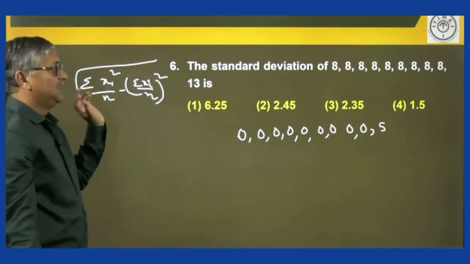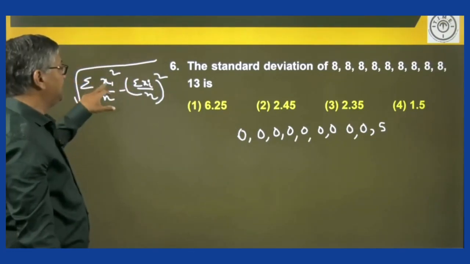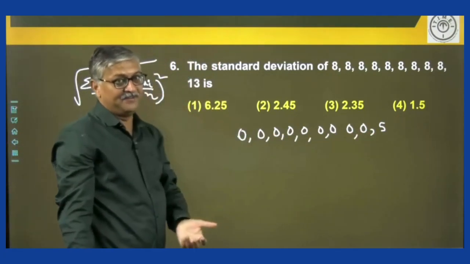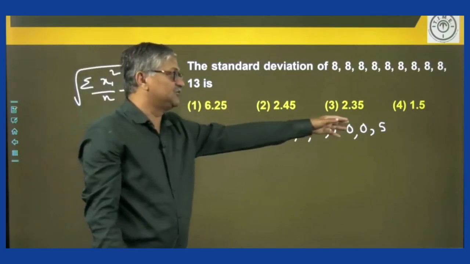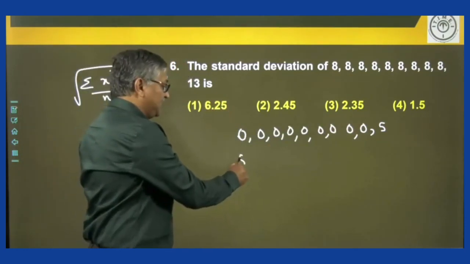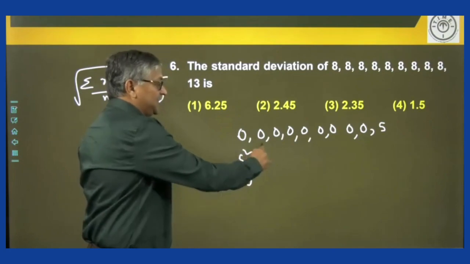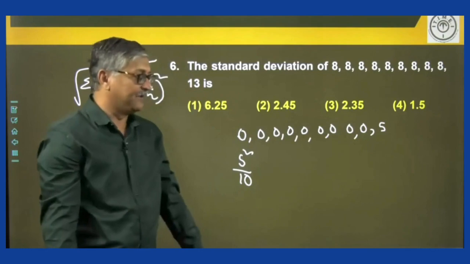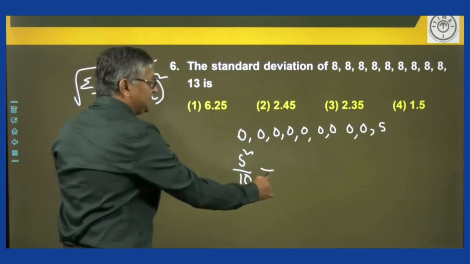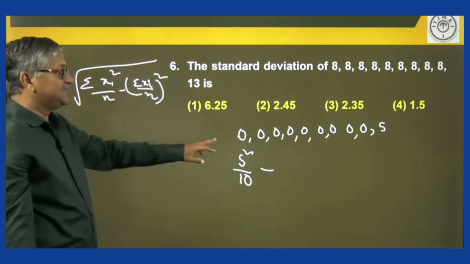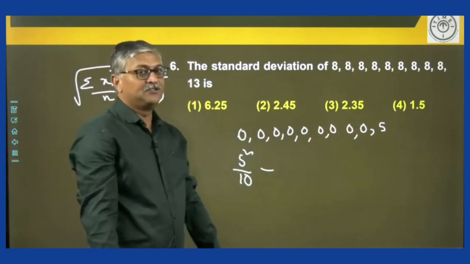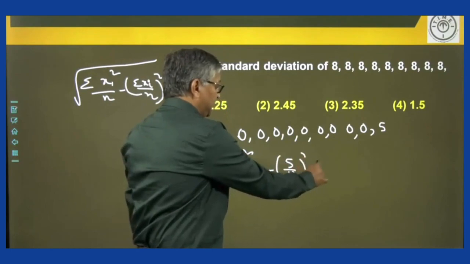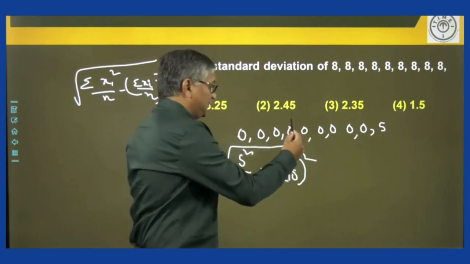We substitute in this formula. Sigma xi square means every observation is squared and added. So 0 square is 0, 0 square is 0, and so on, till 5 square. So 5 square by 10. Total how many observations are there? 3 plus 3 is 6, plus 3 is 9, plus 1 is 10. Minus sigma xi by n. Sigma xi means we have to add all these observations. So that is 5 divided by n, 10, whole square, under root.